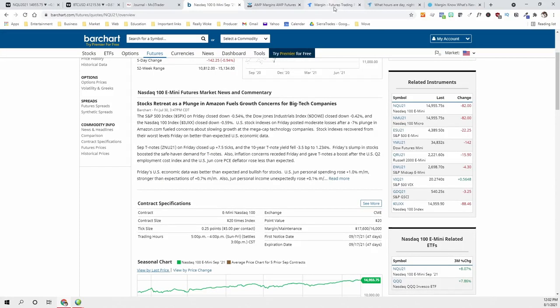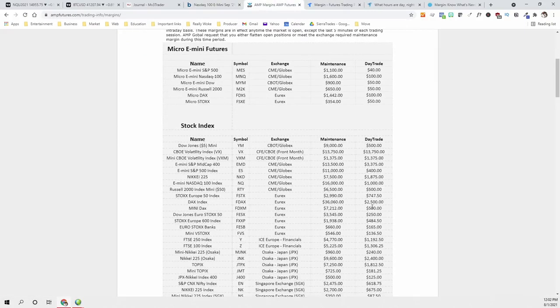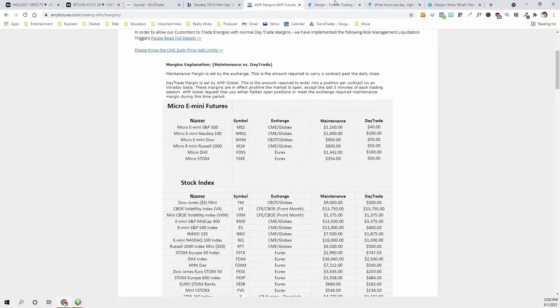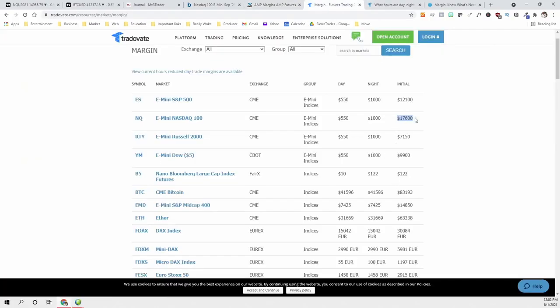See, even AMP Futures gives you a discount on your maintenance requirement, but TradeOvate doesn't give you a discount on your maintenance requirement. They do give you a discount if you're just day trading it or if you're doing a nightly position. Okay, so what's the difference? You see, you didn't have this day and night with AMP Futures. So what is the information behind this?